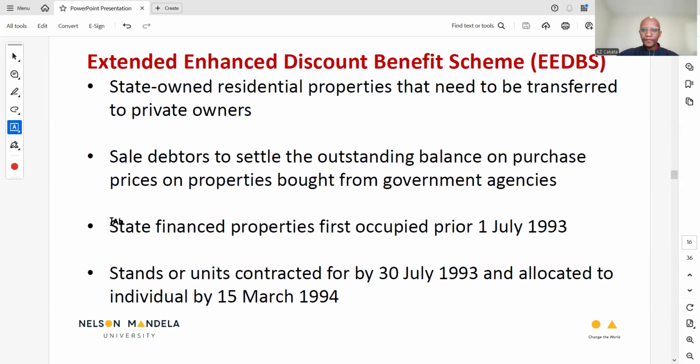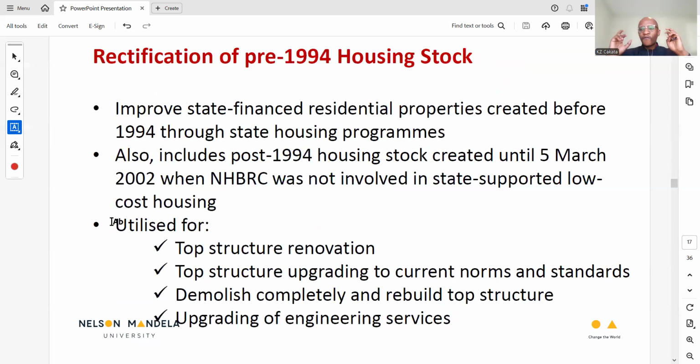The other one is the extended enhanced discount benefit scheme, where state-owned residential properties need to be transferred to private ownership, with the sale debtors settling the outstanding balance on purchase prices. And these are all state finances where the effective owner, the erstwhile owner, would have occupied it prior to 1 July 1993. So stands or units contracted by 30 June 1993 and allocated to the individual by 15 March 1994.